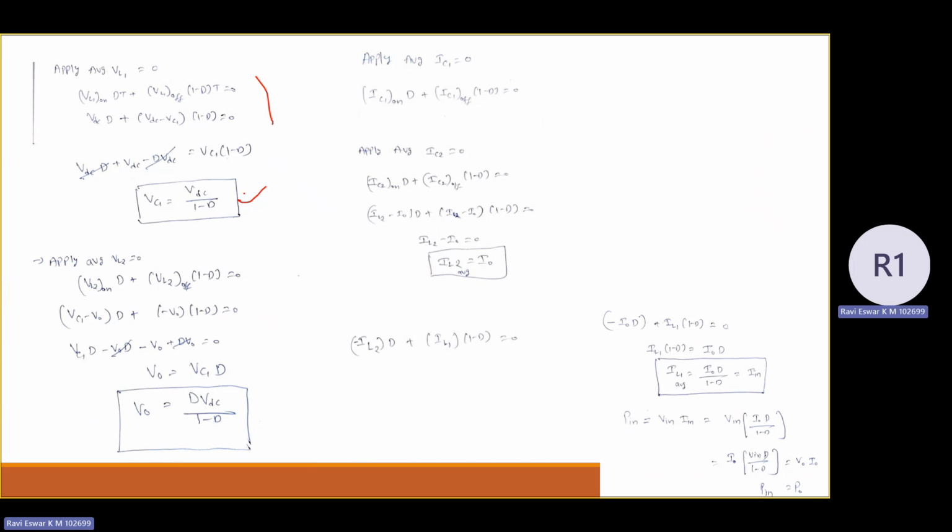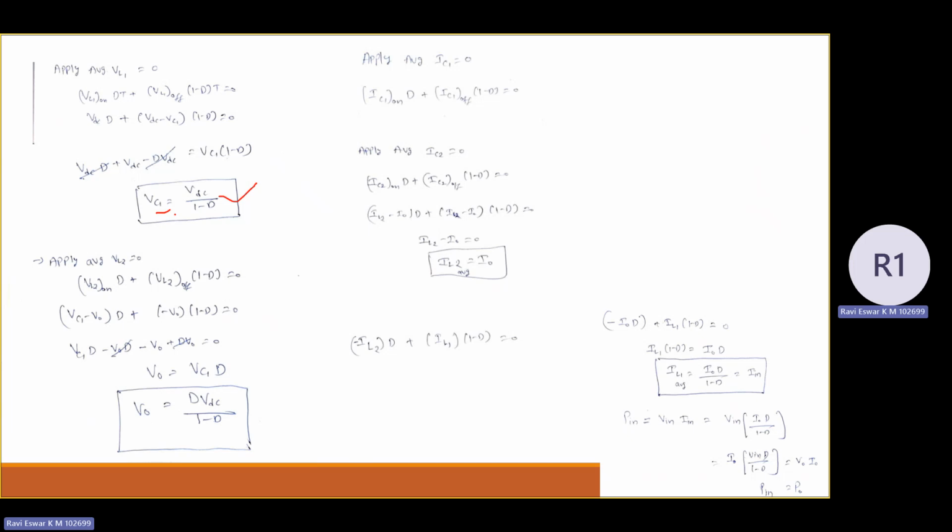If you observe carefully, this equation is related to the boost converter equation, where you can see V naught equal to VDC by 1 minus D. This relation is equal to the boost converter equation. VC1, the voltage across C1, is equal to VDC by 1 minus D. Okay, keep it aside. So now the next, L2 is there.